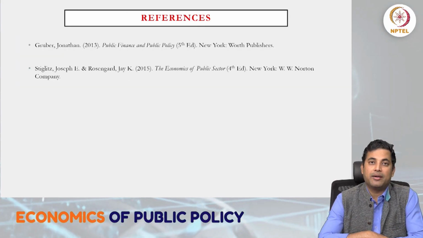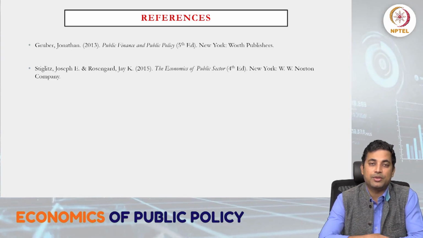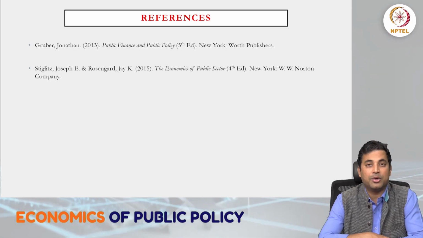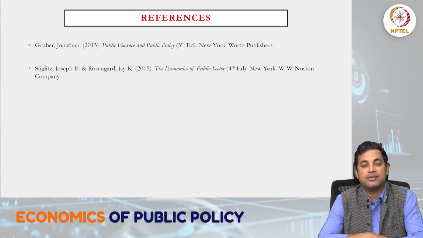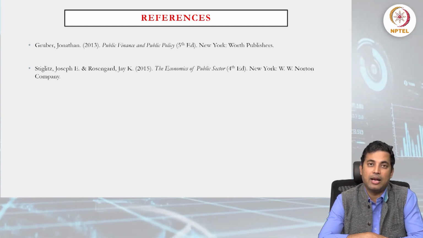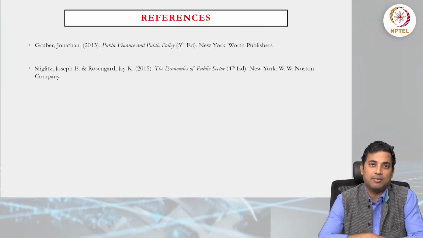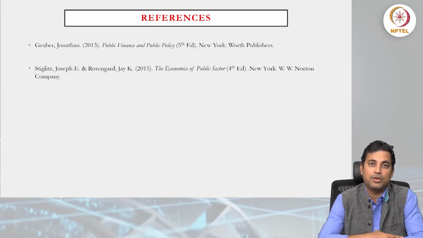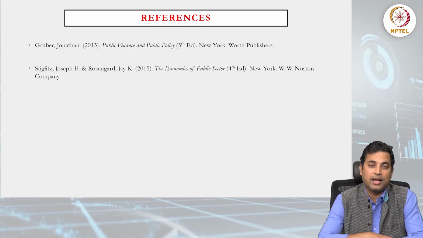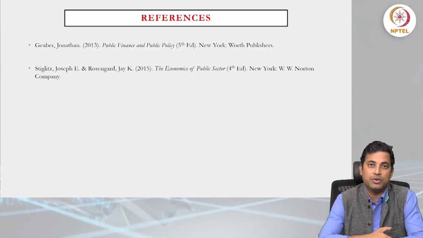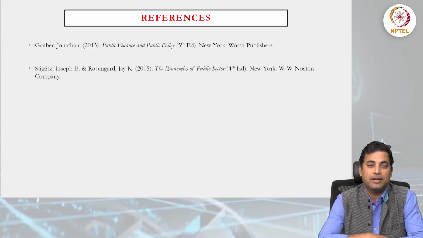So I stop here, and for this particular lecture, I have again used two books, one by Jonathan Gruber, the other by Joseph Stiglitz. Selected chapters will help you understand these two important extreme negative externalities arising out of production, especially in the context of pollution, and how to efficiently control pollution at the market level.